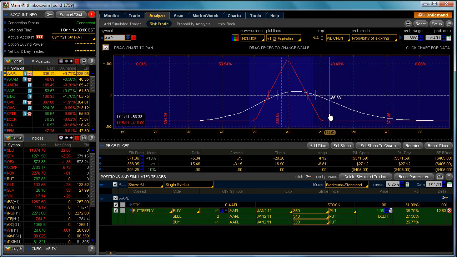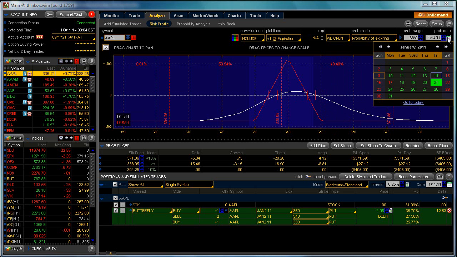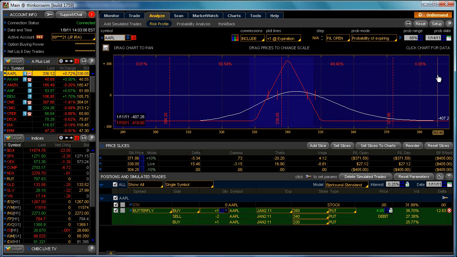But there is a lot of risk involved in it. Let's change this to the 14th, and you can see that the chance of it falling in this range is better, and this is kind of in the middle. It's almost a delta neutral trade. The 340 is almost in the middle. That's not bad at all.